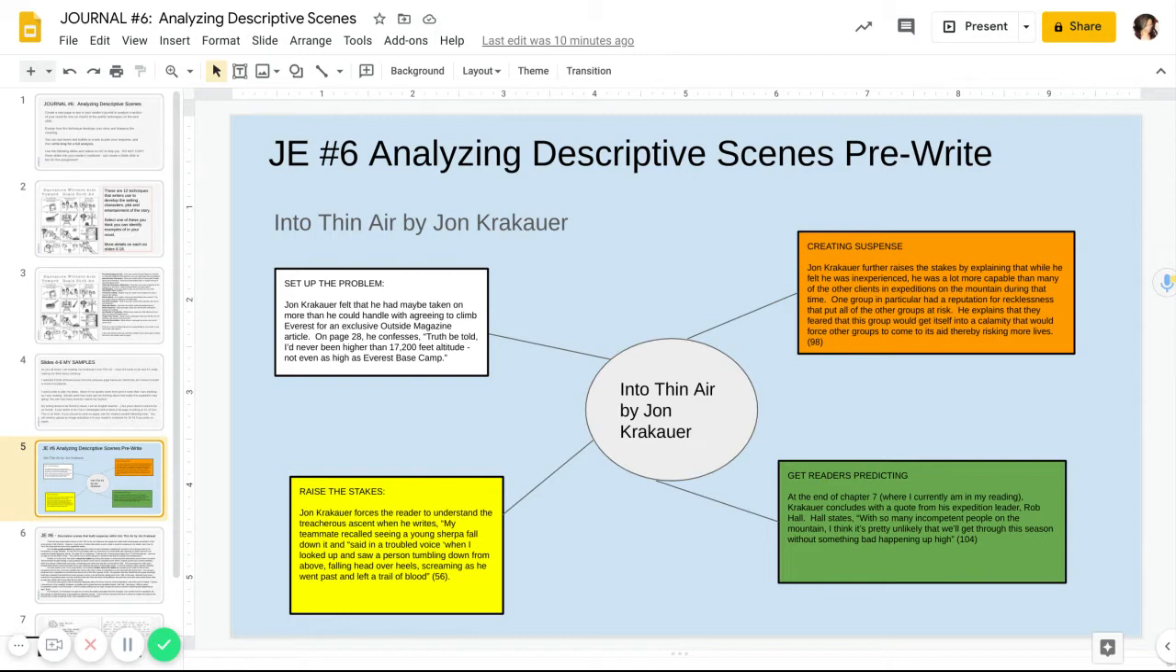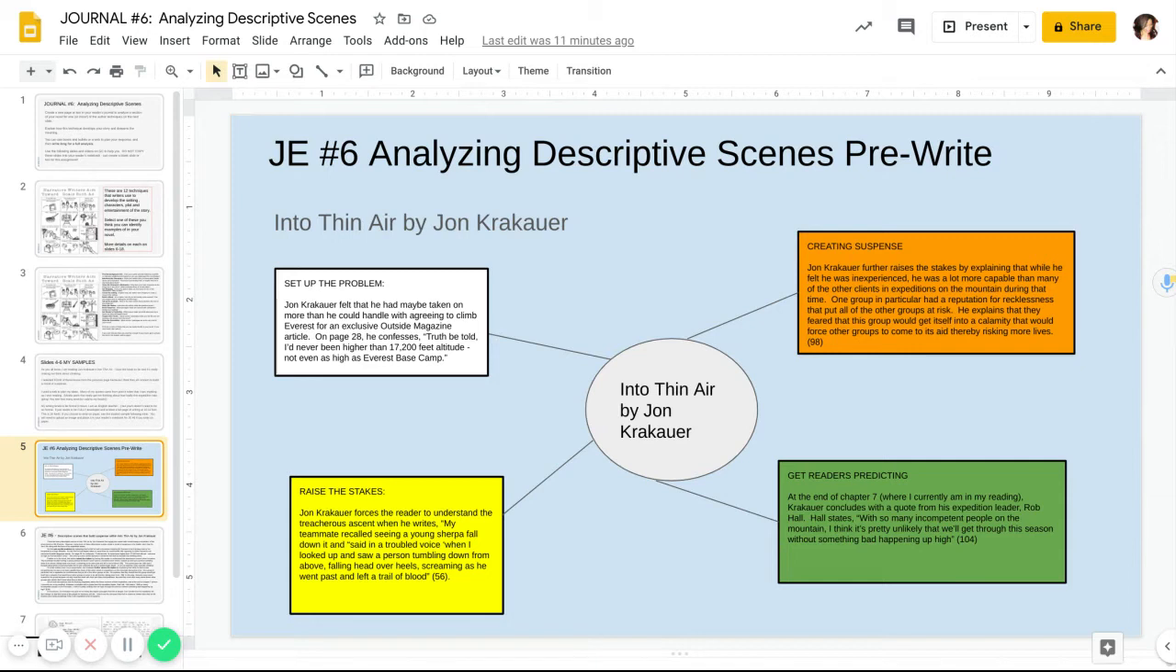Creating suspense. John Krakauer further raises the stakes by explaining that while he felt he was inexperienced, he was a lot more capable than many of the other clients in expeditions on the mountain during that time. One group in particular had a reputation for recklessness that put all of the other groups at risk. He explains that they feared that this group would get itself into a calamity that would force other groups to come to its aid, thereby risking more lives.